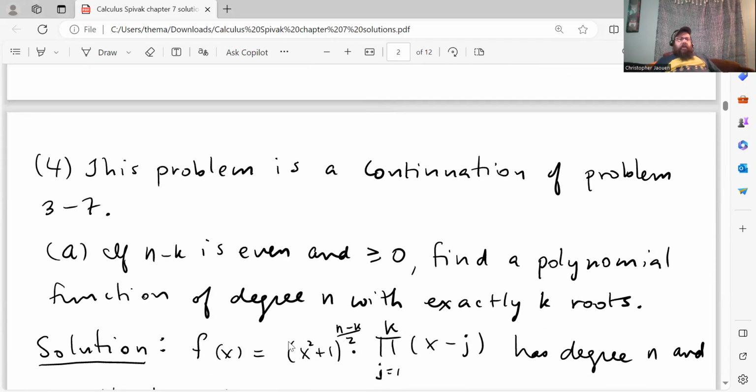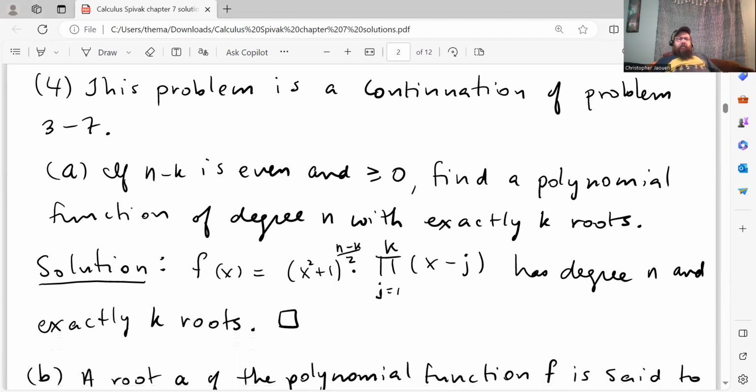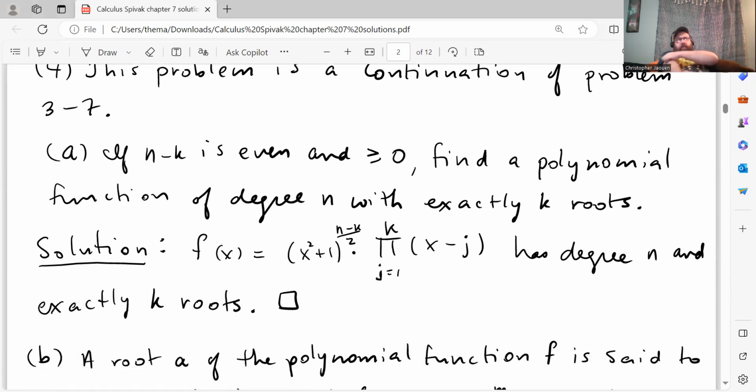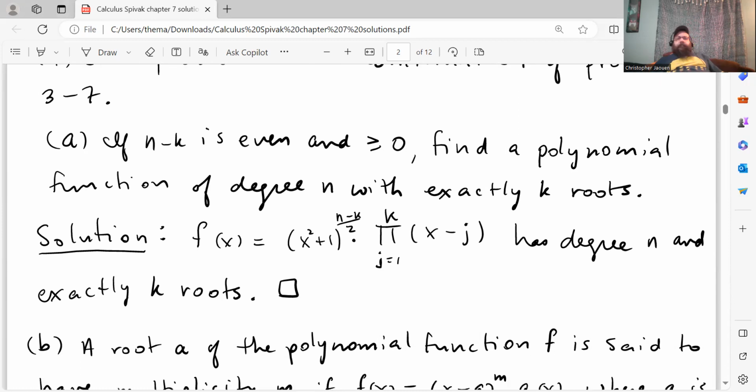Question number 4 he says is a continuation of problem 3.7, which I'm sure I did in my solutions to Chapter 3. So if you want to see that question, you can go back to my videos on the exercise sets from Chapter 3. But anyway, we'll just jump right into the problem that's here. So part A says, if n minus k is even and greater than or equal to 0, find a polynomial function of degree n with exactly k roots. So I just constructed one.